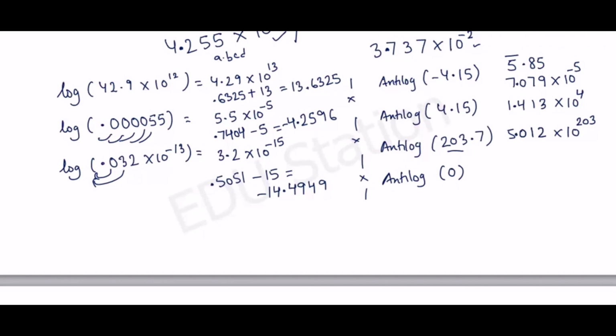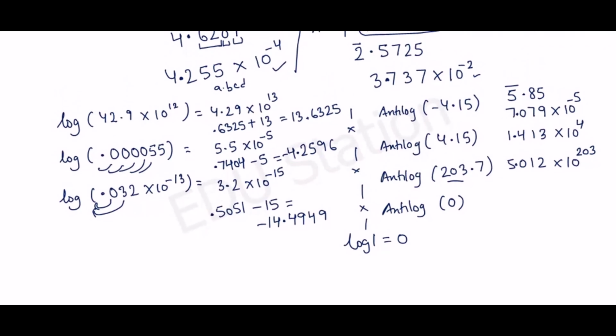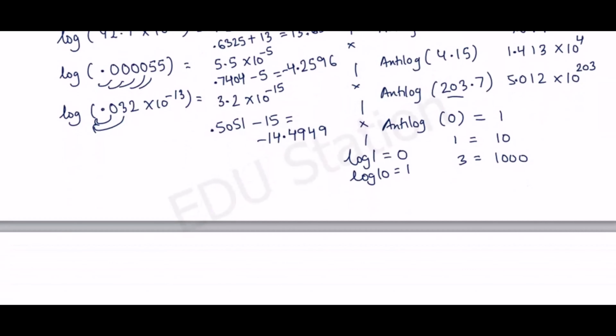Now the last one is antilog of 0. A lot of students get confused in this. Log 1 is 0. If log 1 is 0, you say taking antilog on both sides, log and antilog will get cancelled. Antilog of 0 is 1. Likewise, antilog of 1 will be equal to 10. Log 10 is 1. So taking antilog, take log to this side. So antilog of 1 will be equal to 10. Likewise, antilog of 3 will be equal to 10 to the power 3, which will be equal to 1000. This is precisely what I have told you. Antilog converts power of 10 back to number. So if 10 to the power 3, if I convert it into number, it will become 1000.